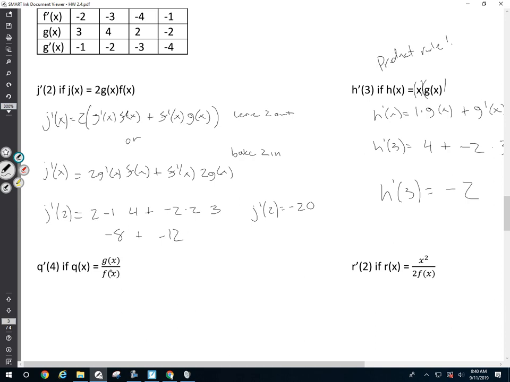All right, I got g over f. I purposely put g over f to try to confuse you, because when I introduced the quotient rule, I have f over g. So don't let this confuse you. Think derivative of the top times the bottom minus the derivative of the bottom times the top all over the bottom squared. Okay. Plugging in 4.